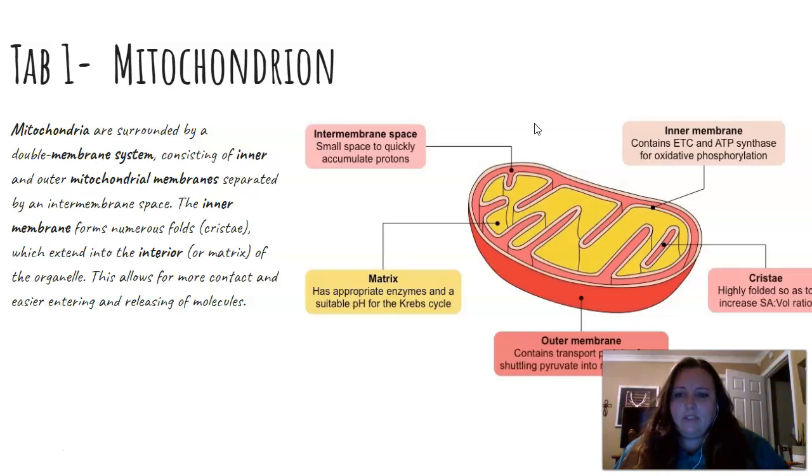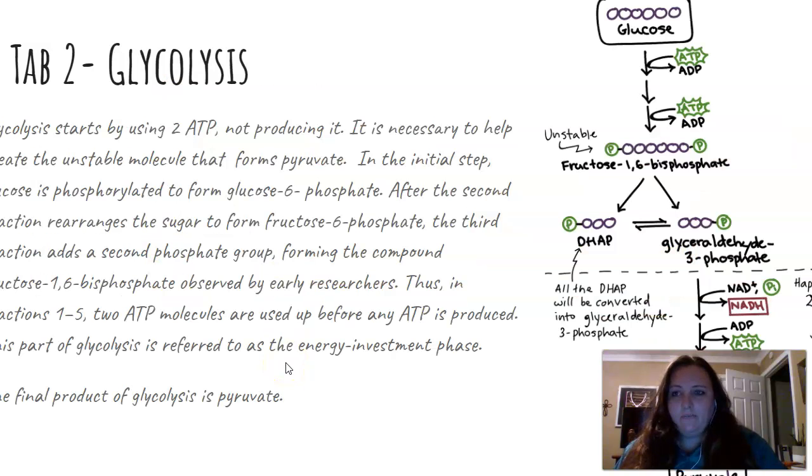What this allows is for more contact and easier entering and releasing of molecules. You can see here it's really easy for those molecules to escape and to leave, allowing ATP to cross in and cross out super easily. So I wanted to show you that, and that's going to answer your very first tab. You are more than welcome to screenshot the image, but you do need to retype this information into your own words. So that's tab 1, mitochondrion.